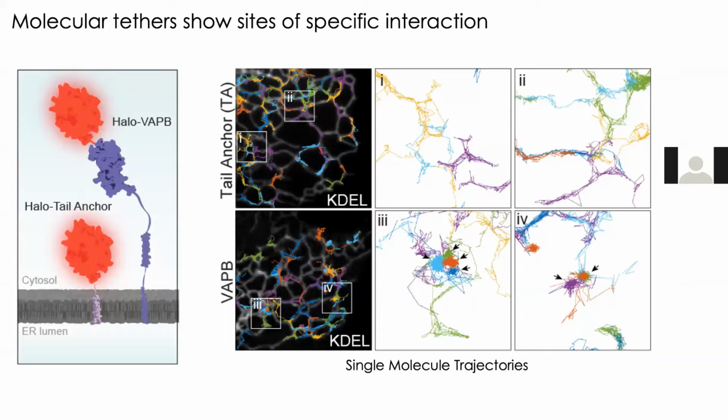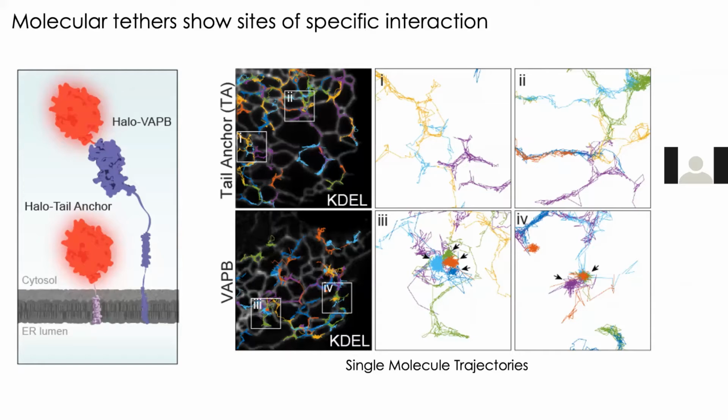So if you apply this type of approach to something like a simple tail anchor, where we've simply targeted the fluorophore to the ER membrane and allowed it to diffuse freely, what you can see is that you collect trajectories of single molecules moving around in the ER, and the trajectories are essentially completely contained within the endoplasmic reticulum. You can see they explore all of the space. And in places where they show more complexity, it's because the ER itself also shows more complexity in those spaces.